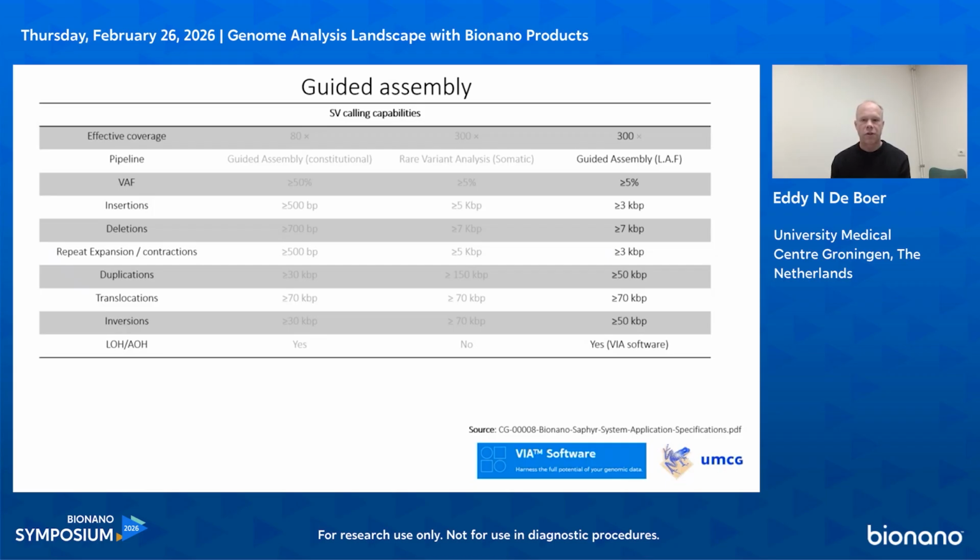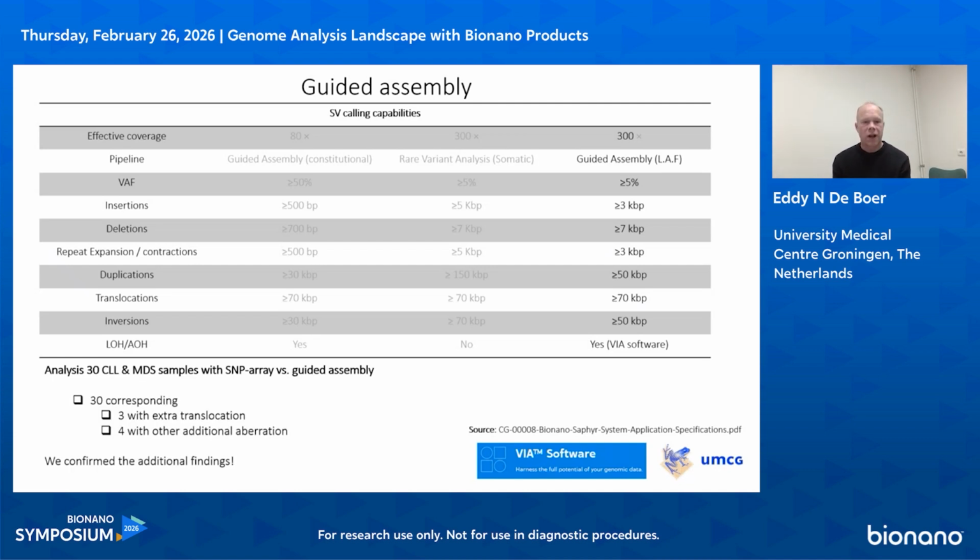The resolution for insertions and repeats is almost the same with this new pipeline. And only the resolution for deletions is a bit lower. So it was 500 base pairs with the de novo assembly, but it's now 7 kb. But that is absolutely not a problem, and it is possible, the same as with the de novo pipeline, to see the loss of heterozygosity. And this is all concluded in really nice VIA software.